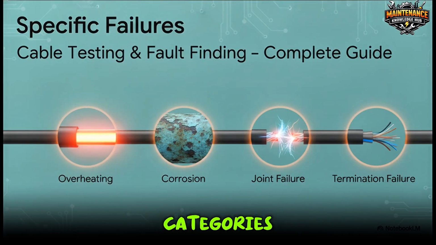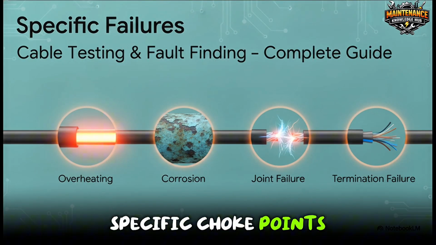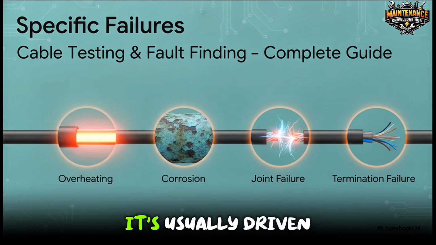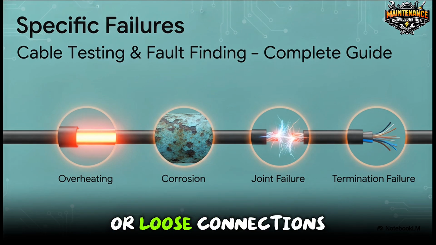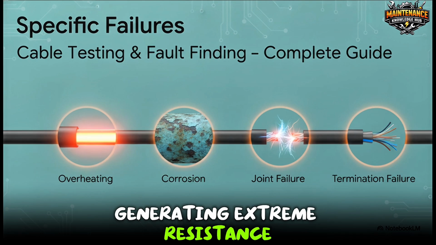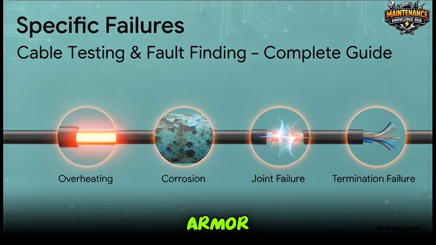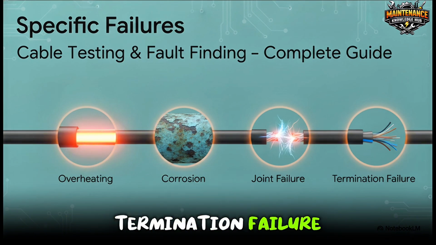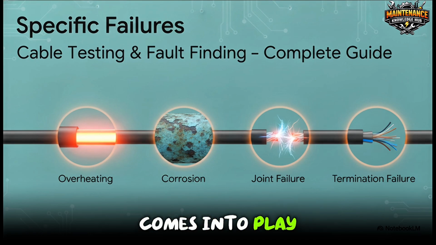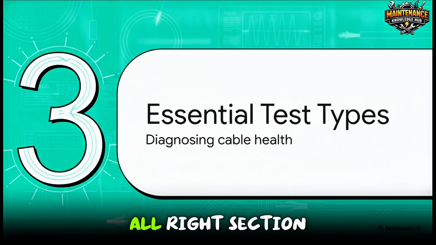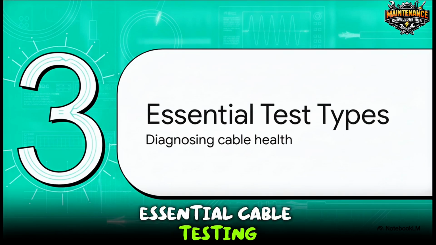Beyond those broad categories, we have to look at the specific choke points. Overheating is incredibly common, right? It's usually driven by circuit overloads or loose connections generating extreme resistance. Then there's corrosion, just eating away at the cable armor, the metallic sheath, or the glands. But the absolute most highly susceptible areas? Joint failure and termination failure. This is where human error really comes into play. Poor workmanship, inferior materials, loose lugs, or incorrect crimping can cause a perfectly healthy cable run to suddenly fail right at the connection point. All right, Section 3, essential cable testing types.